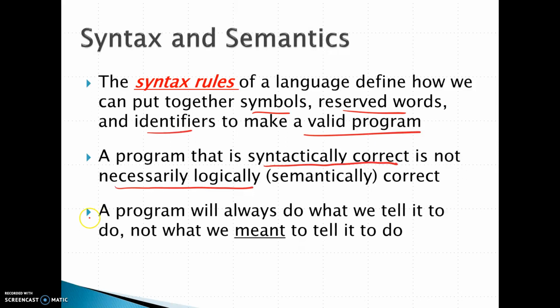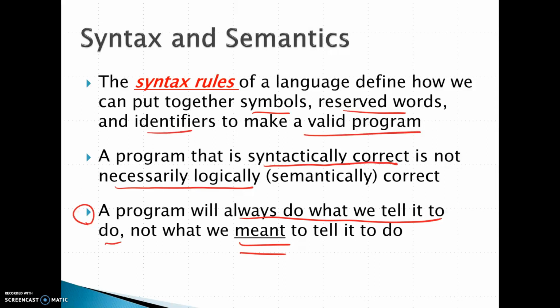So this bottom line says that a program will always do what we tell it to do, not what we meant it to do. So sometimes we will find when we run our code, it does what we asked it to. However, what we asked it to do wasn't what we really meant, and we need to fix it.